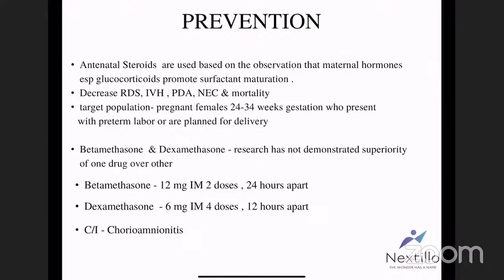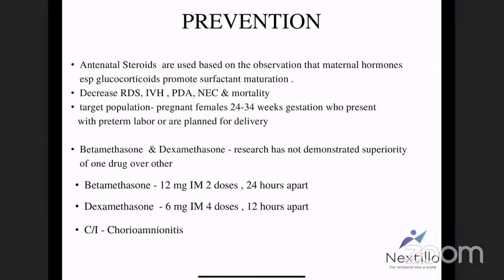Betamethasone, the dose is 12 mg intramuscular, two doses 24 hours apart, and dexamethasone, the dose is 6 mg IM, intramuscular, 4 doses 12 hours apart. So that's very important. You have to remember the dose. It has been asked in MCQs. It has been asked which two drugs are used for prevention, and also what are the potential benefits of this antenatal steroids. So betamethasone and dexamethasone are used.